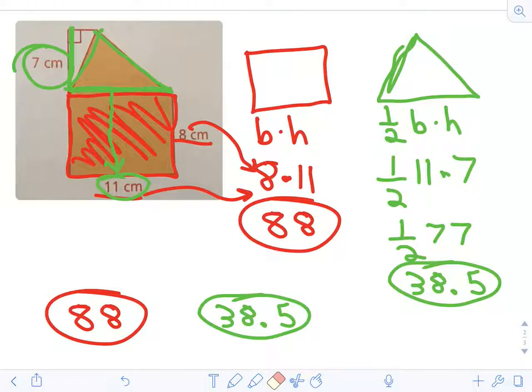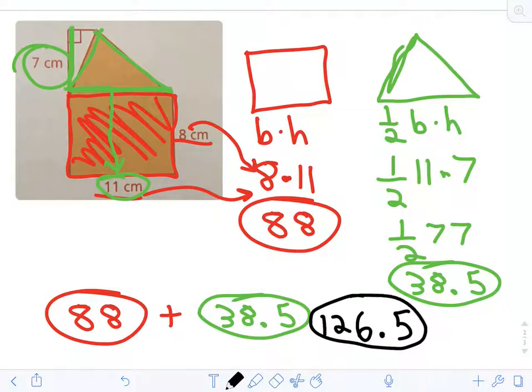Tidy it up a little bit. Add them together, and I get my answer, which is going to be a big number. It is 126.5.